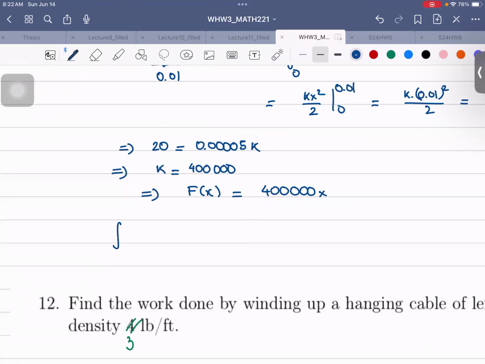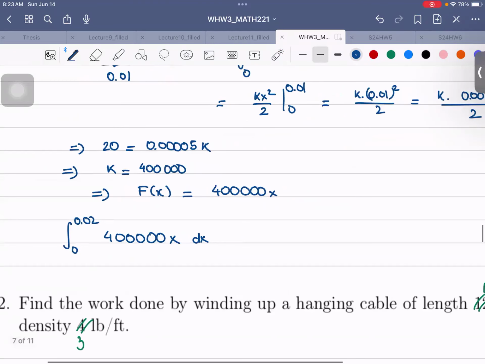Therefore, I will have the integration from 0 to 0.02 of 400,000 x dx. Okay. I can take 400,000 outside. I just have the integration of x, and the integration of x is x squared divided by 2. And then I plug in the upper bound and lower bound.